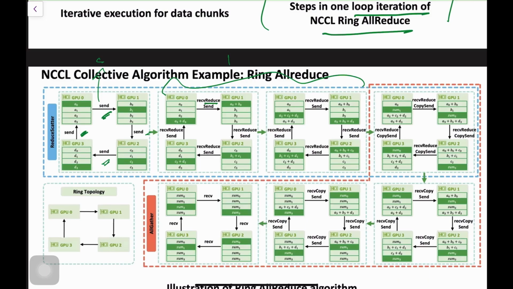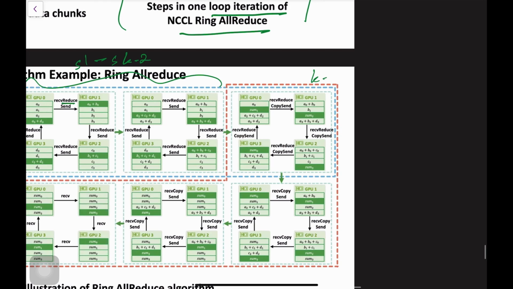Here it was step 0. From step 1 to step k minus 2, the same operation will happen: receive, reduce, send. At step k minus 1, we have receive, reduce, copy, send. This is the point where the reduce scatter completes, and now the element is ready and has to be copied to the destination buffer. So that's why we have to copy it.